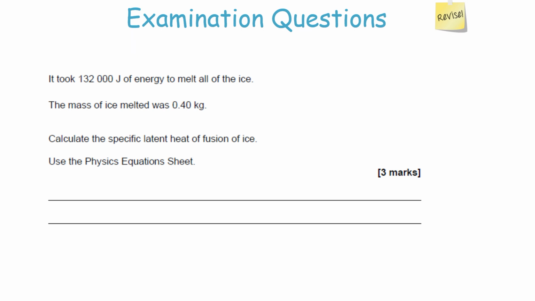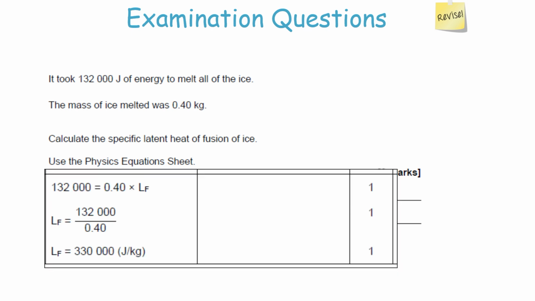Right, so what's our equation? Well, we know from the equation sheet that E, the change in energy, is equal to m times the specific latent heat. So we say E equals mL, so we put our numbers in. 132,000 equals 0.40 times the latent heat, L. We can then rearrange, as shown on the mark scheme, substitute the numbers in first, then work out what L is by rearranging as shown on the mark scheme, and we get 330,000 joules per kilogram.